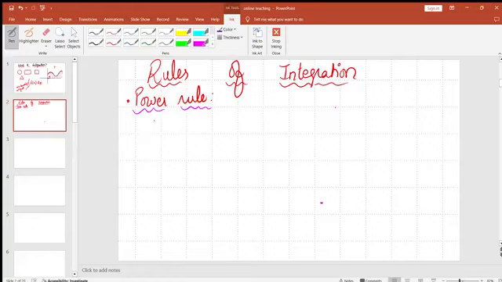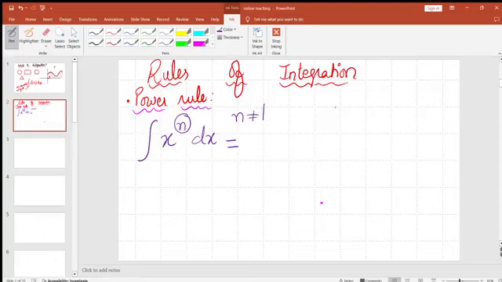If you have an antiderivative of some function, x with some power n, dx, where this n is not equal to -1, then what will be the antiderivative of this one?